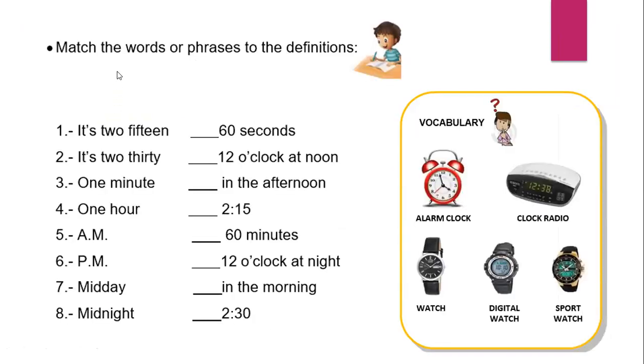Now, please match the words or phrases to the definitions. ¿Qué tiene que ser acá, Diana? Tienes que relacionar cada conjunto de palabras que te dan aquí. Por ejemplo, it's 2:15. Y su definición. Fíjate que aquí te dan una expresión de tiempo.